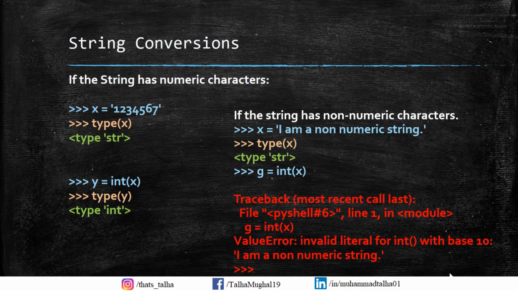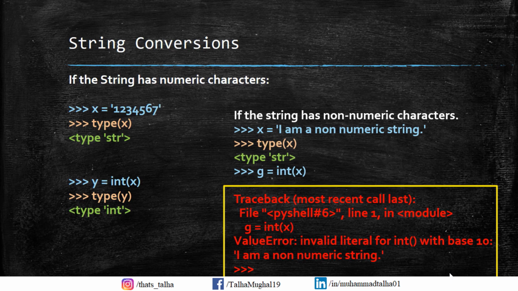But what if the string has non-numeric characters? For example, here I have stored the string "I am a non-numeric string" inside variable x. Now on checking the data type, I will receive the data type as string. But when I write that x variable inside the integer function, this time I will receive a traceback error, because non-numeric characters cannot be converted into integers.